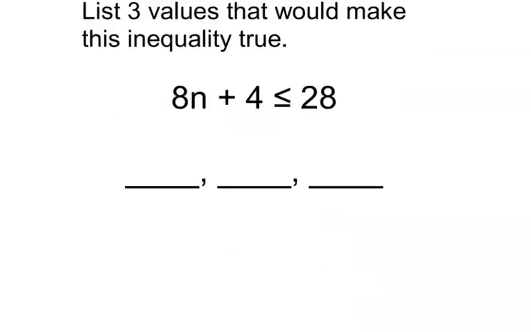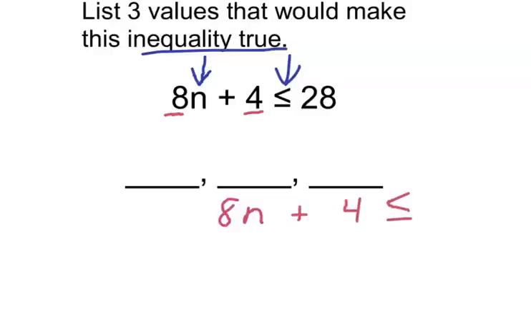List 3 values that would make this inequality true. And if you look, we have an n on this side of the inequality, which means we have 2 things now that we need to get rid of to get n by itself. We need to get rid of both the 8 and the 4. So I'm going to rewrite it. We have 8n plus 4 is less than or equal to 28.